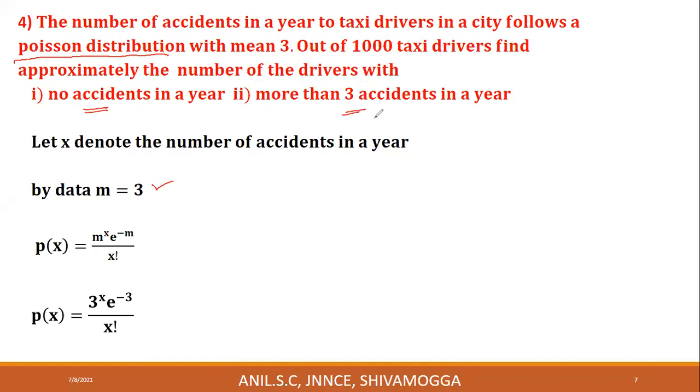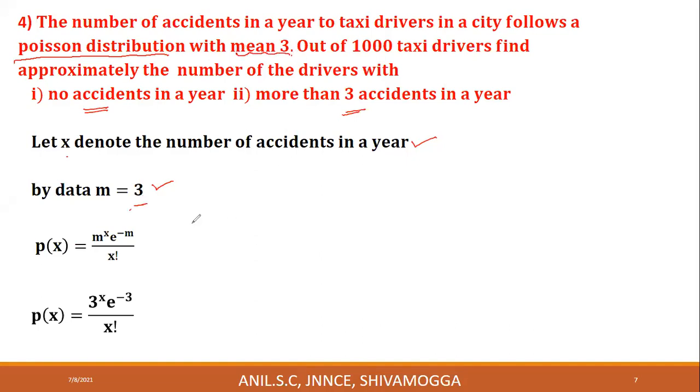First, we shall construct the probability function corresponding to each driver. Let x denote the number of accidents to a taxi driver in a year. I am going to establish this probability function for each driver. And it is given that mean m is equal to 3.